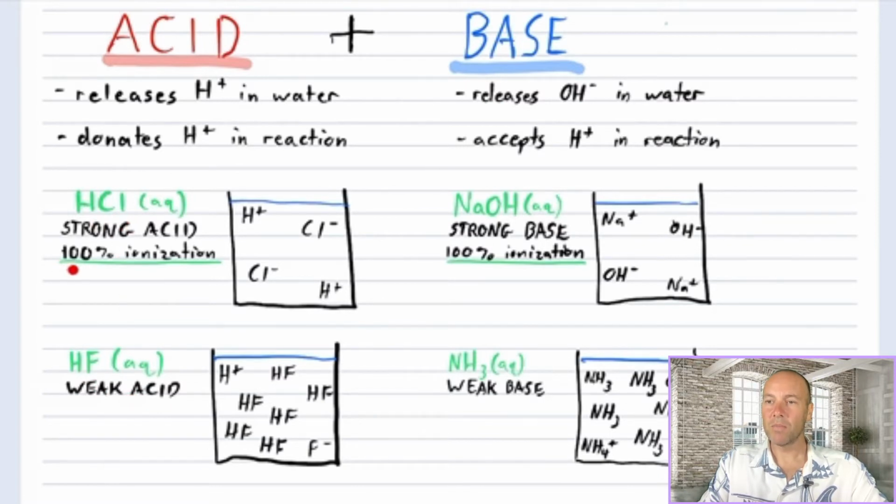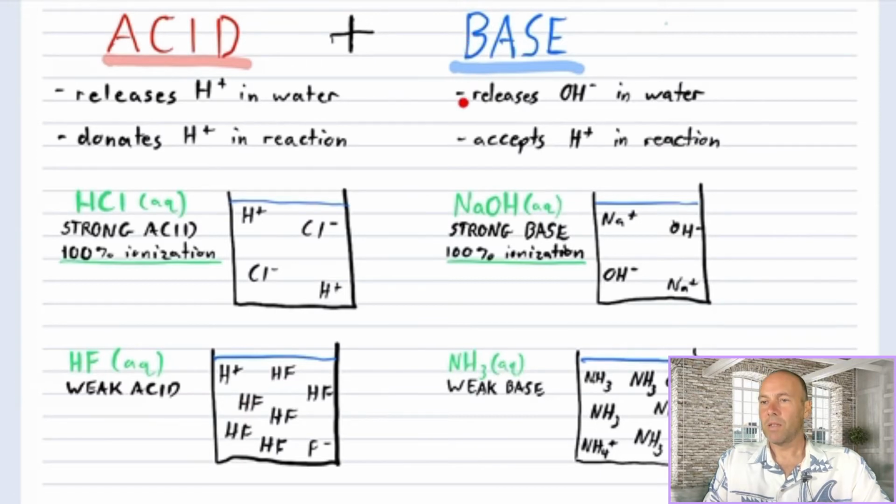Strong acids completely ionize in solution, so every single molecule of HCl ionizes into protons and chloride minuses. Weak acids, on the other hand, only partially ionize, so although you get some protons and some fluorides, the majority simply dissolve as whole molecules.